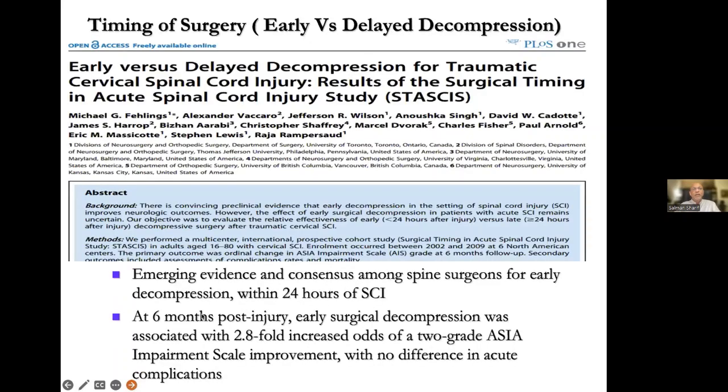What about early versus delayed decompression? So look at this STASCIS trial. In this, we showed that if we did these surgeries within 24 hours, at 6 months post-injury early decompression was associated with 2.8-fold increased odds of a 2-grade ASIA impairment improvement with no difference in acute complications.